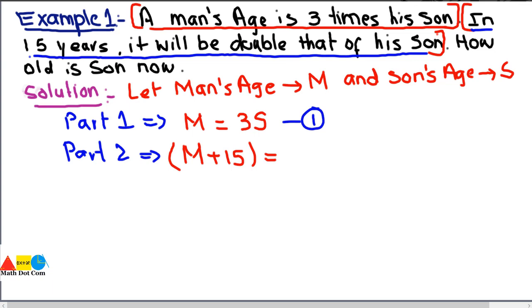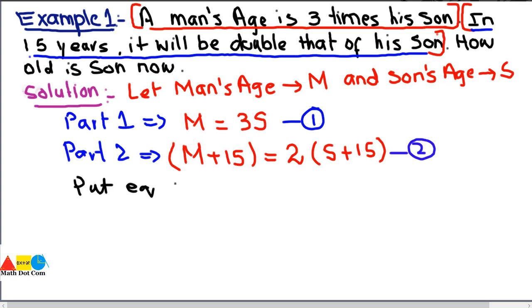So m plus 15 will be double that of his son. For double I have to write 2, and that of his son's age is s, and in 15 years we have to add 15 to the age of the son as well. So we came across the two equations. Now the simplest thing is you have to solve these two equations simultaneously, that is putting the value of one into the other. So our next step is to put equation 1 in 2.